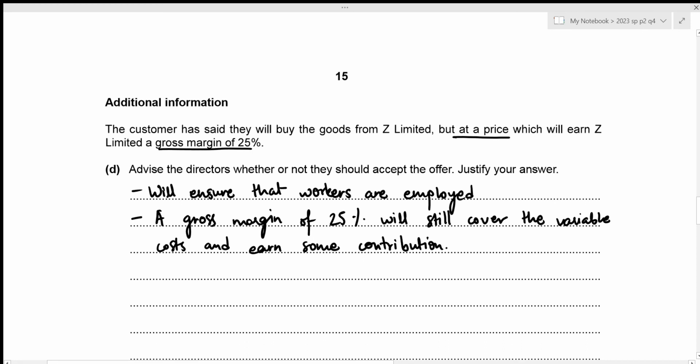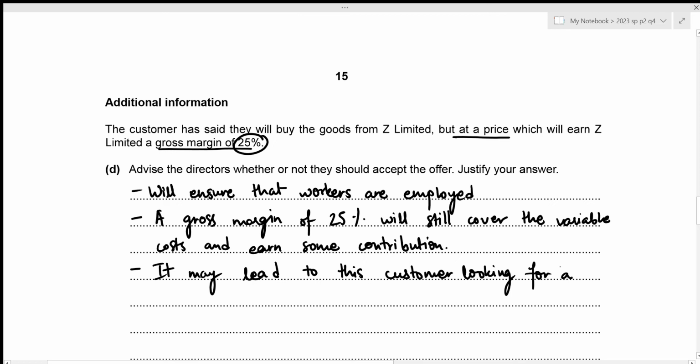But if we lower our gross margin for this one customer, then future customers may also expect a lower margin for them, right? That would be a disadvantage because the company would no longer be able to earn a gross margin of 40%. Let's write it down. It may lead to this customer looking for a lower margin.